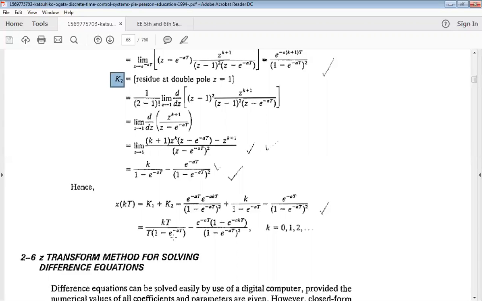Just like in a continuous time domain, transfer function is equal to Laplace transform of output divided by Laplace transform of input. That's why we are studying here z transform and inverse z transform in digital control system.